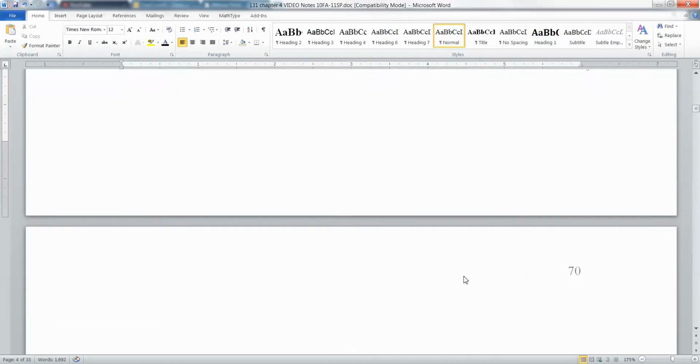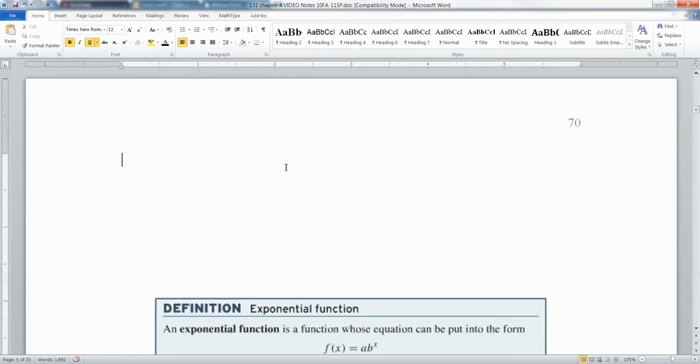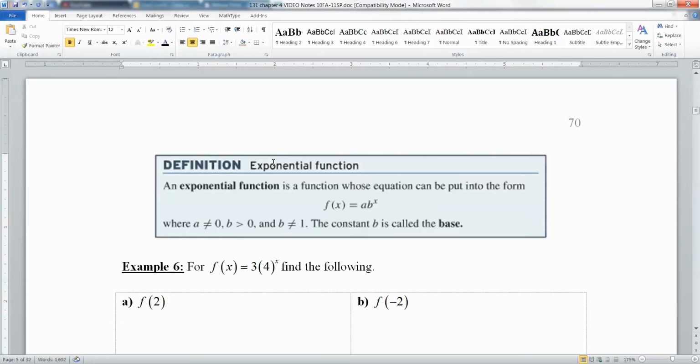All right, we're done with that page. Let's go to an exponential function. Very important. So an exponential function is a function.